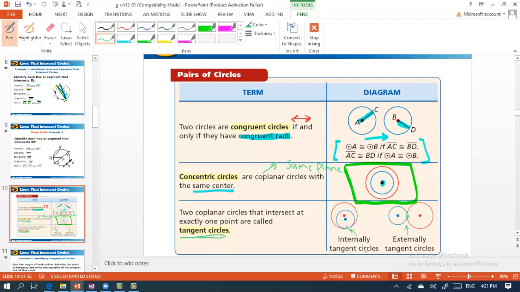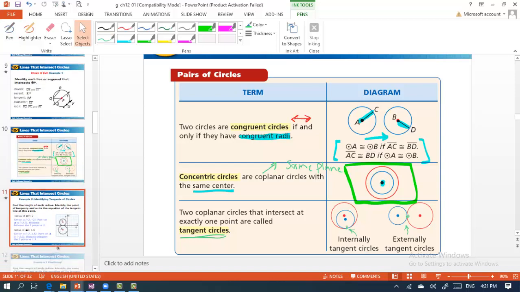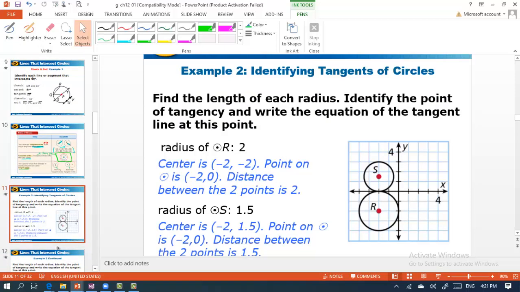And now we're going to use these properties or postulates within examples, and you can see here that you are identifying these circles on the grid using the grid lines. So here we're going to find the length of each radius. Definitely here I have, for example, the radius for the circle S, or the circle R. Let's start with R. This is the circle R.